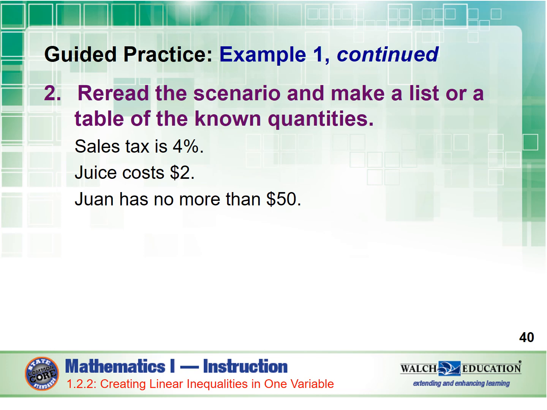We're going to reread the scenario and make a list or table of the known quantities. So we know right here, Juan has no more than $50 to spend. That's in the first sentence. He wants to buy a pair of jeans and some juice. There's nothing in that sentence that gives us any information except for we know he wants to buy 2 things. If the sales tax on the jeans is 4%, there's that. And the juice with tax costs $2. So the juice costs $2. That's all we know, those 3 things.